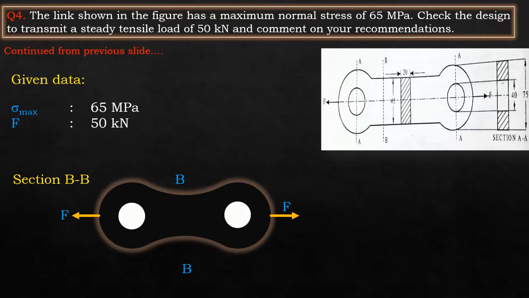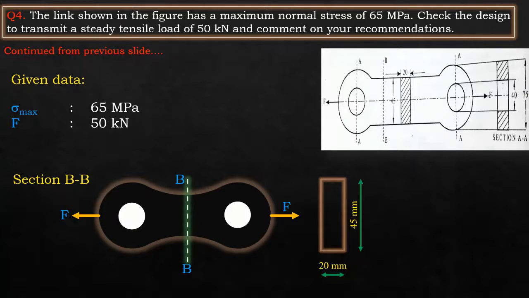Let us understand section BB. The section BB has a rectangular cross section of thickness 20 mm and height 45 mm. We'll start solving these two sections by considering the areas of these two sections, and we'll try to determine the maximum stress and compare the stress with the given data.